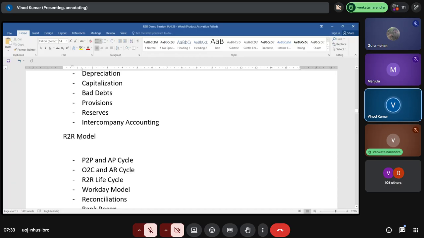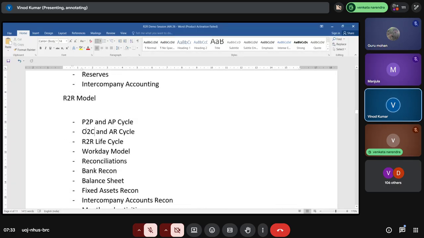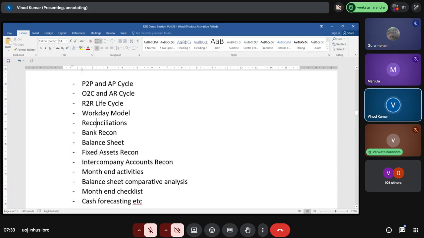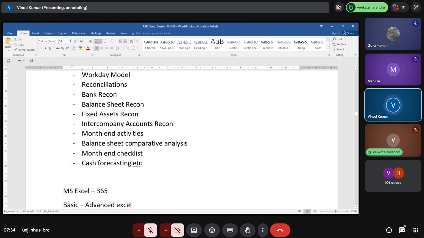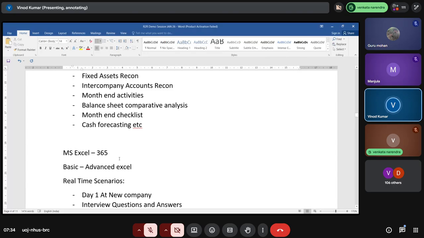And the next module will be R2R. As I told you, we need to have end-to-end knowledge. So we are covering the AP and P2P cycle, O2C and AR cycle, and the R2R life cycle: how your work day looks like each and every day, and what the reconciliations are, bank and balance sheet reconciliations, fixed asset reconciliations, intercompany reconciliations, month-end activities, balance sheet comparative analysis, month-end checklist, cash forecasting, etc.